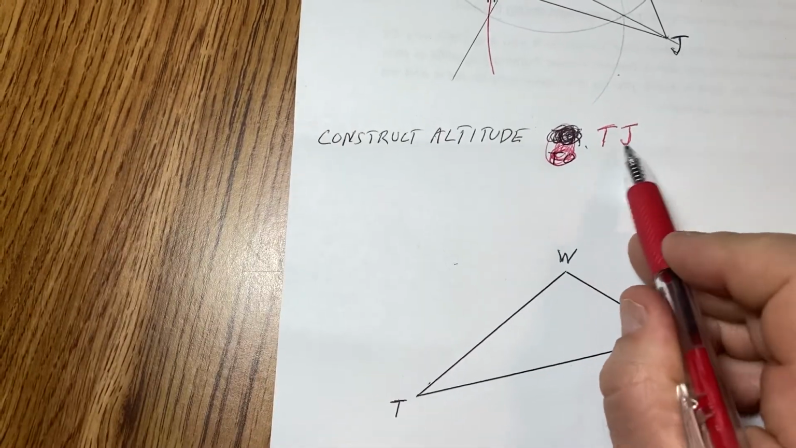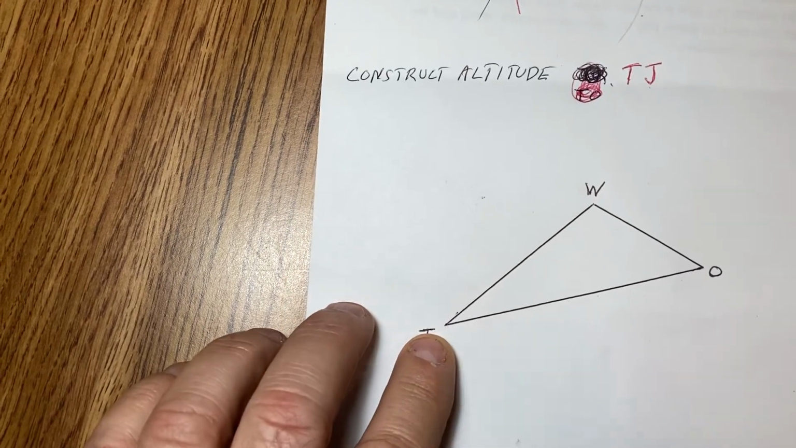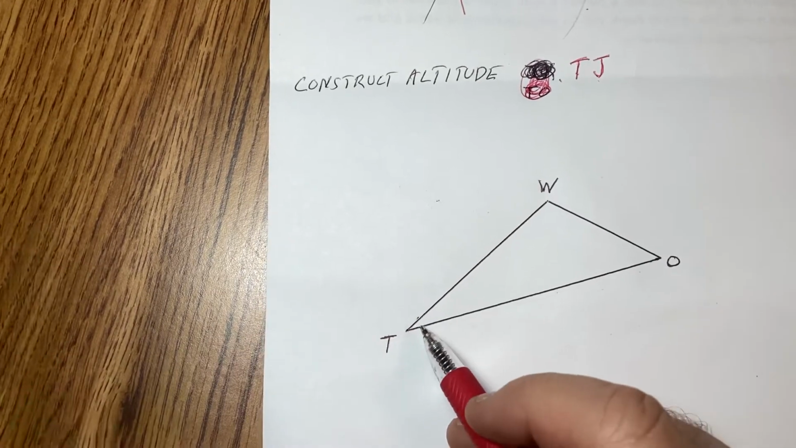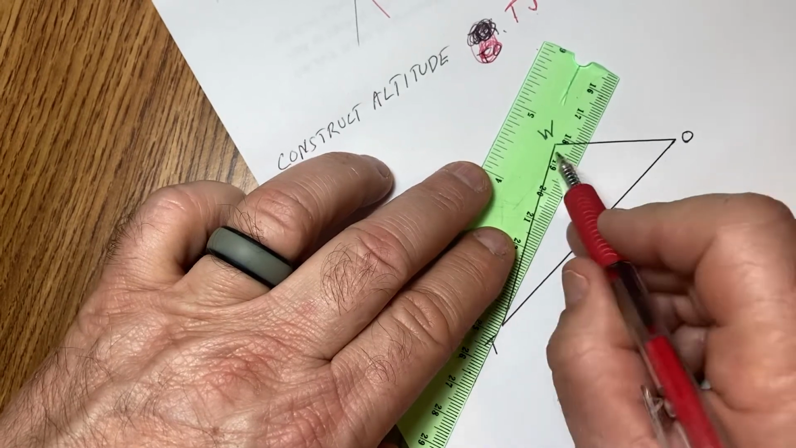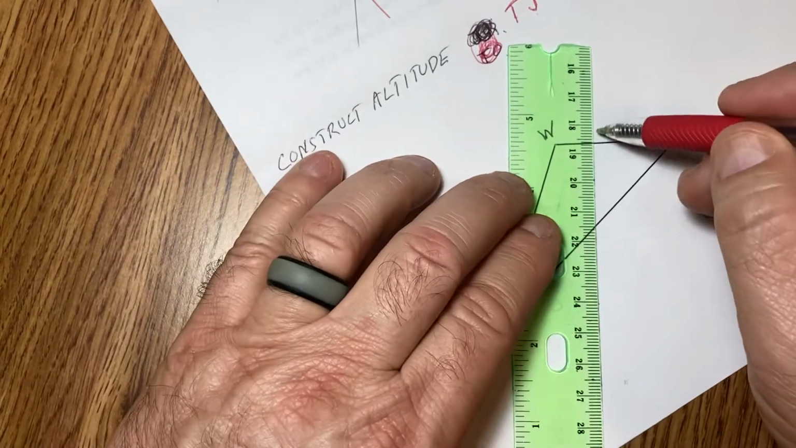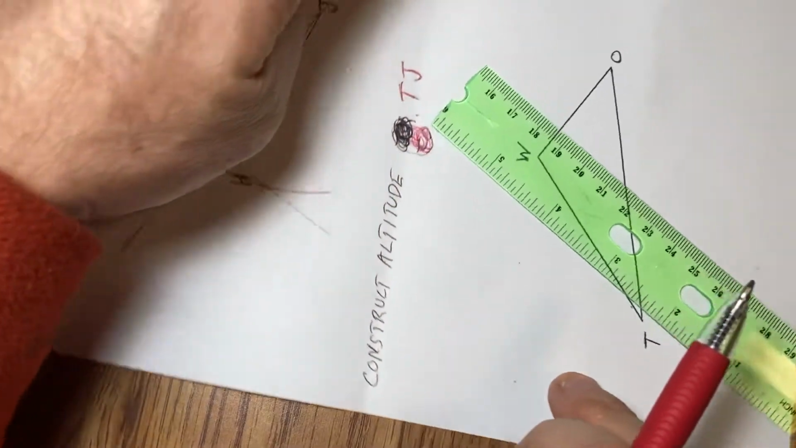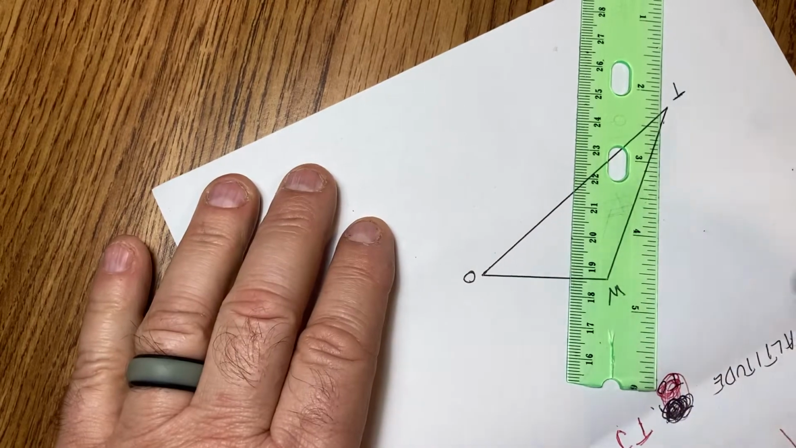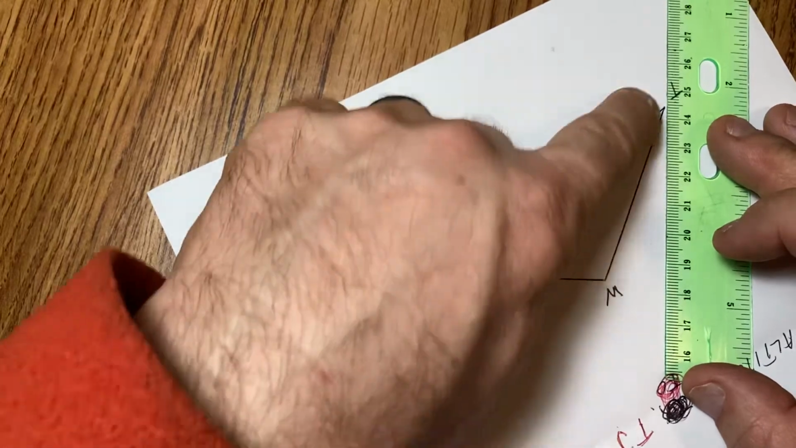TJ. Which one of those letters is here? J is not there, but T is. Okay, it has to go through point T, and it goes through the opposite side, but is this perpendicular to the opposite side? No. That's perpendicular to the opposite side. Spin the paper so it's easier. For this side, that's perpendicular, but does it go through point T? No, so it's going to be somewhere around here.